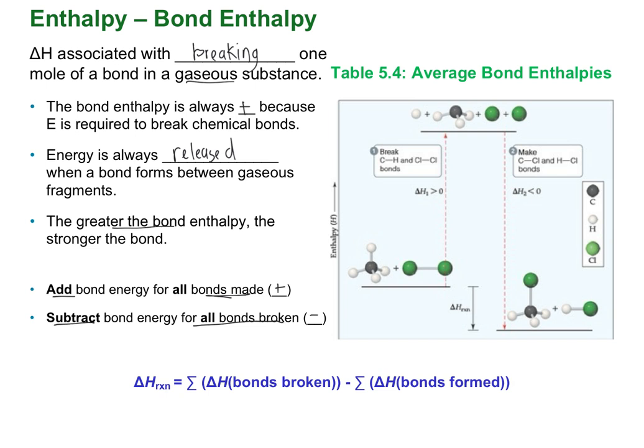So that when we have bond energies or bond enthalpies, we're going to do this equation, which is the enthalpy of the bonds that got broken, minus the bonds that got formed. And bonds that get broken are in the reactants, and bonds that got formed are the products.